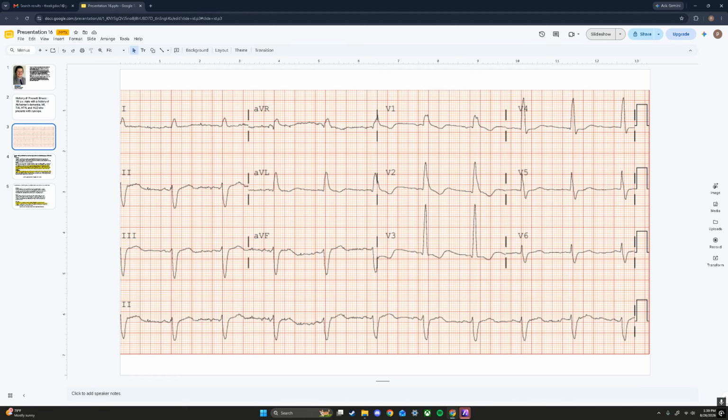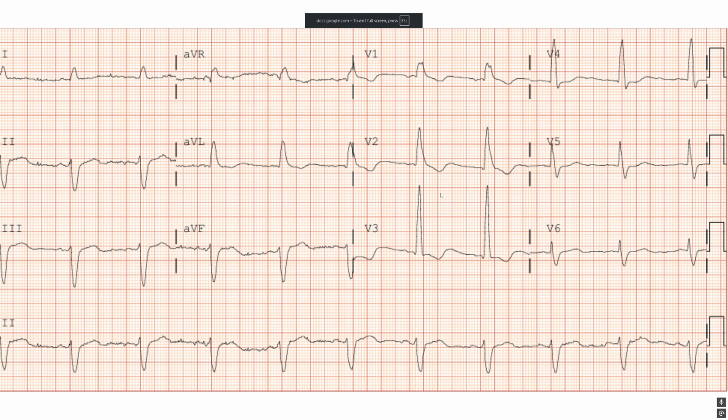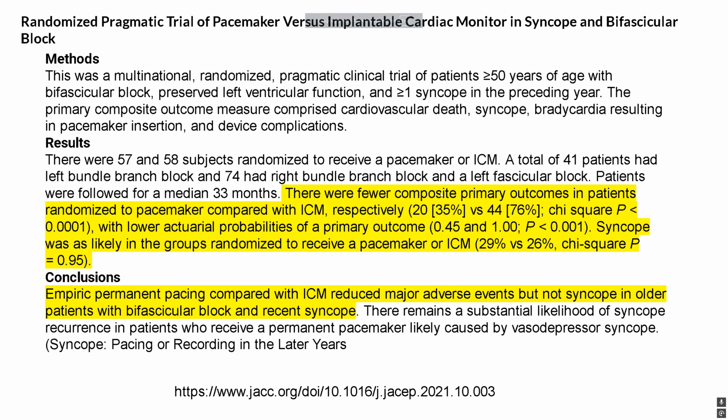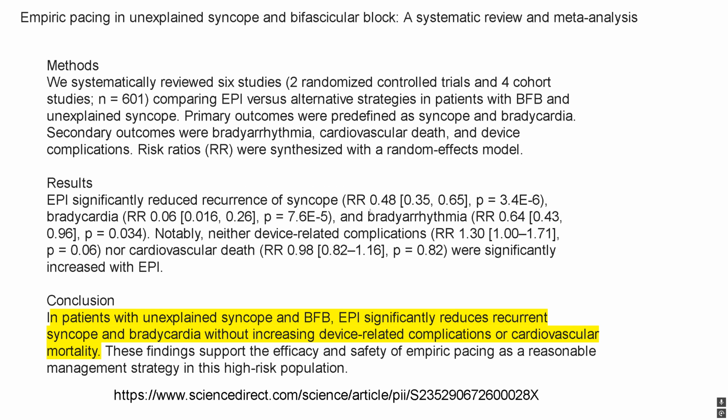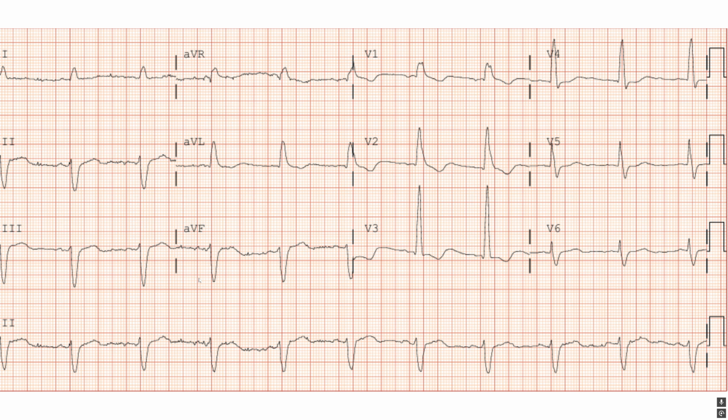Now, what does the literature show? The literature does show that patients with bifascicular blocks and syncope do better with a pacemaker. This case right here is pretty interesting. They compared pacemakers versus implantable cardiac monitoring. Interestingly, there was no change in syncope, but the people who had the pacemaker had a lot fewer bad outcomes. And similar with this paper as well. In patients with unexplained syncope and bifascicular block, a pacemaker significantly reduced recurrent syncope and bradycardia without increasing device-related complications or cardiovascular mortality. So that's the summary for this case.